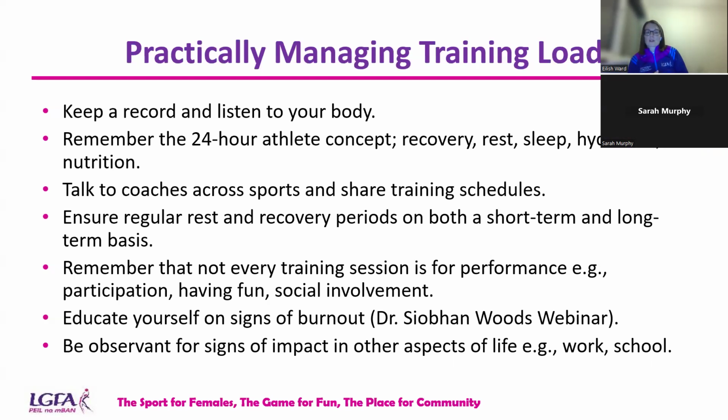Again, ensure regular rest and recovery periods, both on a short-term and long-term basis. So on a weekly basis, a monthly basis, and particularly on a yearly basis. I think this is really important. Remember that we don't need to be doing everything for performance, and it's not just all about training loads. Obviously that's the focus of the webinar this evening, but we can have sessions that we know will have very little impact on our training load, but are meeting other motivations in terms of keeping people retained and participating within the sport. So the social involvement, participating, having fun. I think it's really important as well.